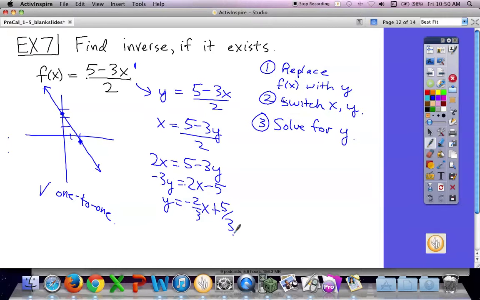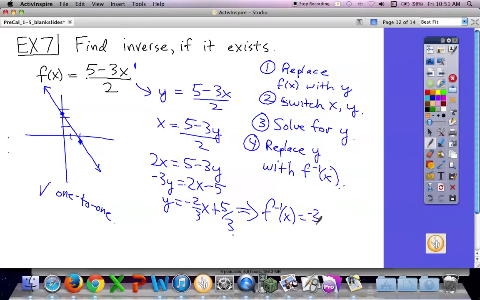Step 4. Replace y with f to the minus 1 of x. So we say f to the minus 1 of x equals negative 2/3 x plus 5/3. So those are pretty concise steps. What do you do to find an inverse?